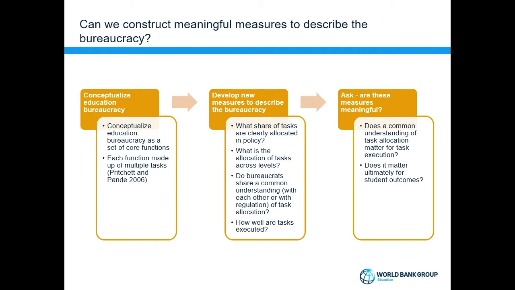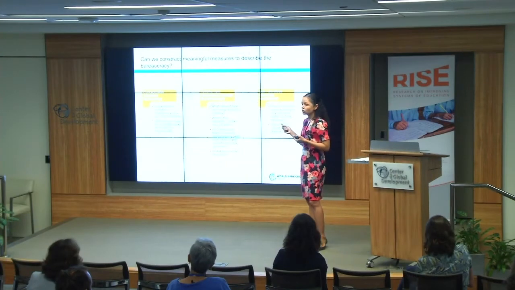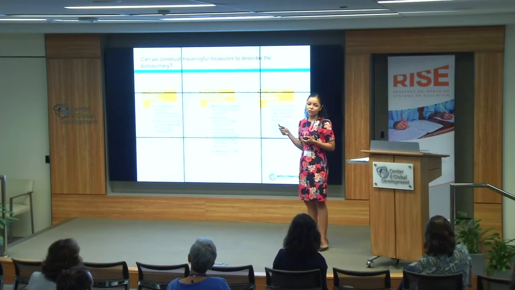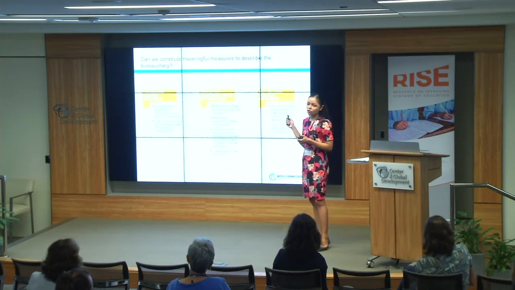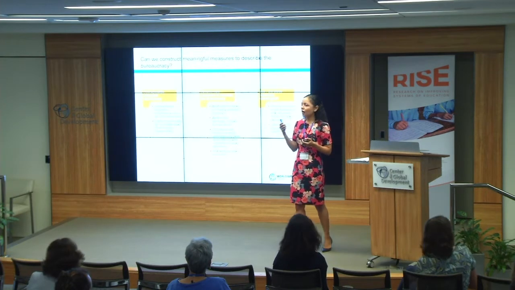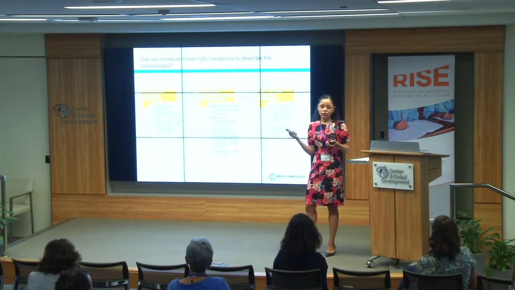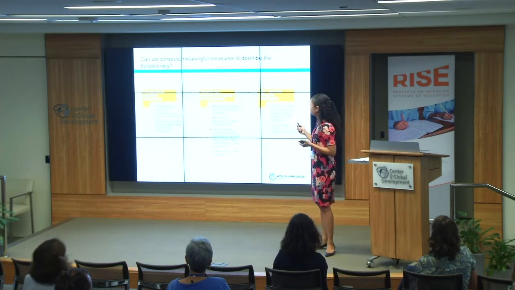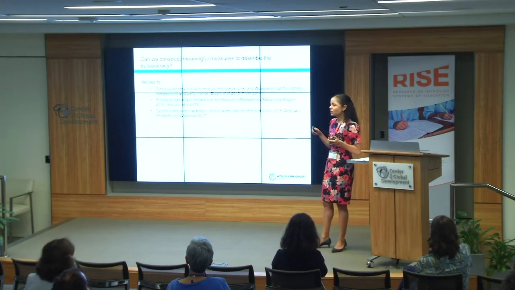And then we ask whether bureaucrats share a common understanding of that task allocation, so with each other, and also whether their understanding matches up with the de jure allocation. And then finally, we also try to construct measures of how well tasks are actually executed. And then we ask ourselves, are these measures meaningful? So in terms of whether common understanding of allocation matters for execution, and whether either of those things matters for actual student learning.